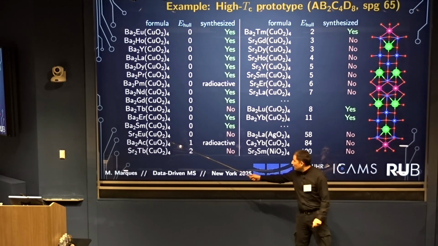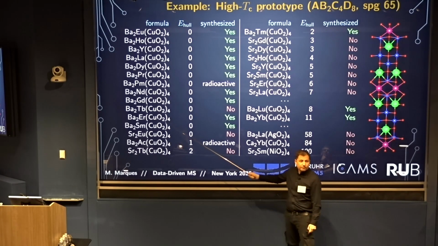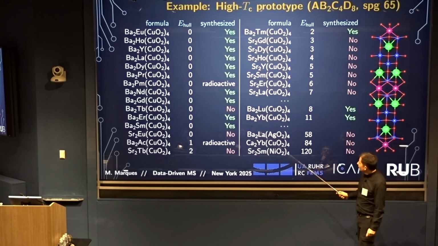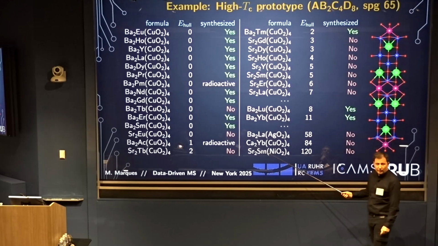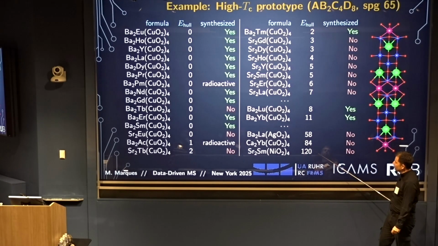The strontium compounds, you see they are less stable than the barium compounds. It looks correct because you cannot really make strontium in this structure. And then calcium, I put the calcium here. This is the lowest compound with calcium, so we were 84 meV above the hull.